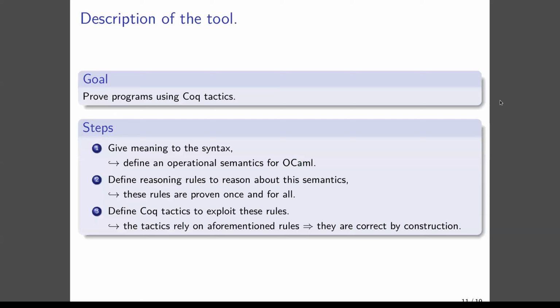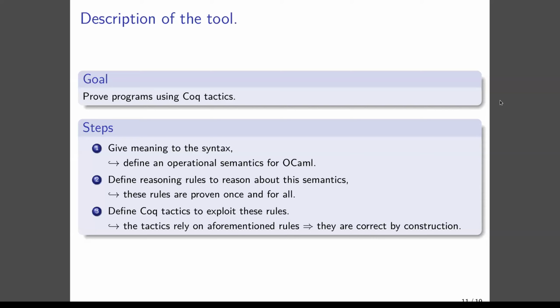Now that we've seen the tool work on a very small example, I will briefly discuss how we actually wrote the tool and what were the steps that we had to follow. So the goal, please keep in mind, was to prove OCaml programs using Coq tactics within the proof assistant. So the first thing we need to do is explain what we mean by proving some OCaml program. I spoke of behavior earlier, but right now we just have syntax. So we need to give meaning to the syntax by defining the operational semantics of the language.